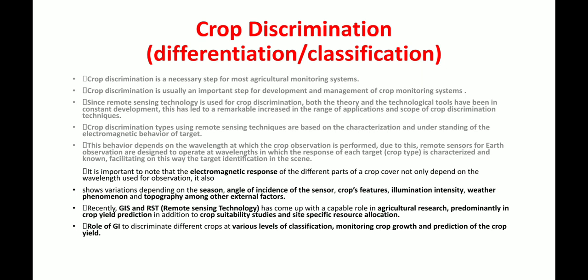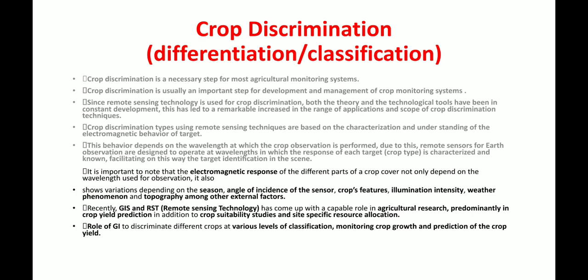With the help of remote sensing technologies, we discriminate the crops by their wavelengths, their chlorophyll synthesis or pigmentation, or their absorption and reflection of light.